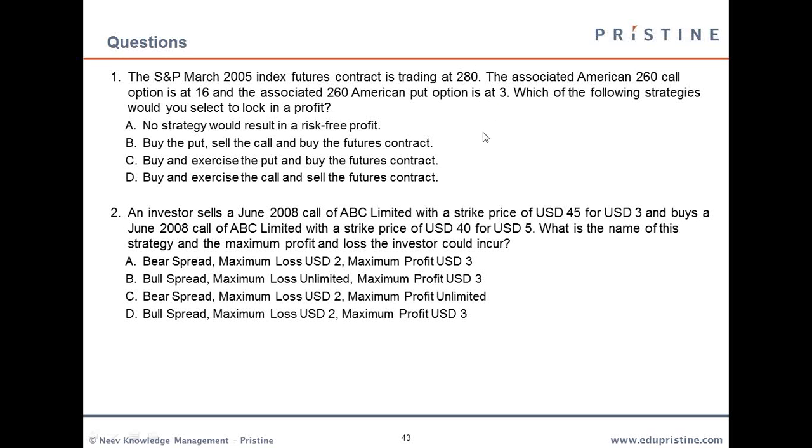So if we buy a call option and exercise it immediately, the cost that we incur is 260 plus 16, which is the cost of buying the option, which totals 276. And if we sell the futures contract, we gain 280 and we have an immediate gain of $4. So option D is the right answer here.